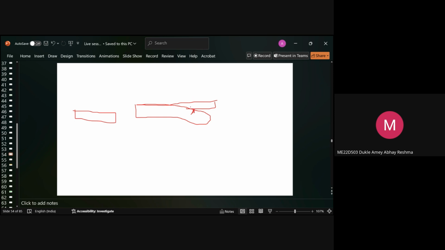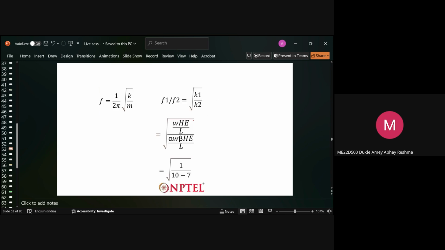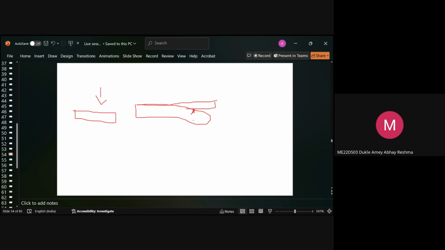Now what is happening depends on the dimensions of the beam. Just imagine you are applying a force F here, and that is causing the deflection to occur. Depending on the thickness of the beam, if it is a very thin beam, the deflection will be more, right?